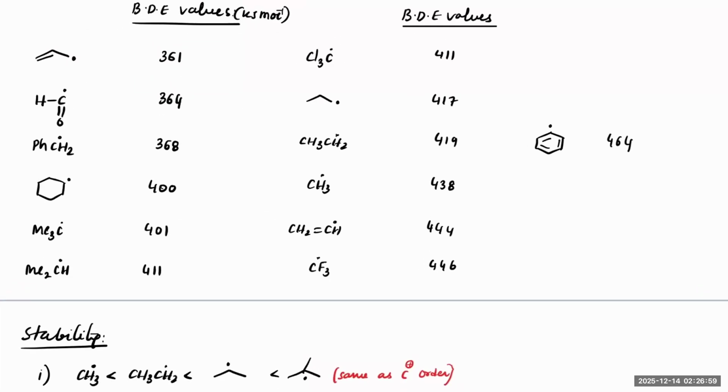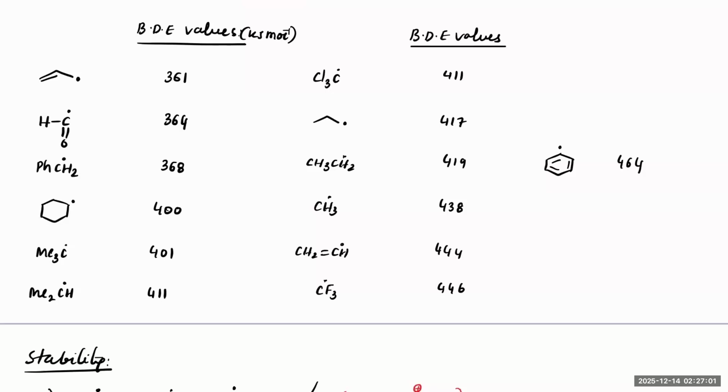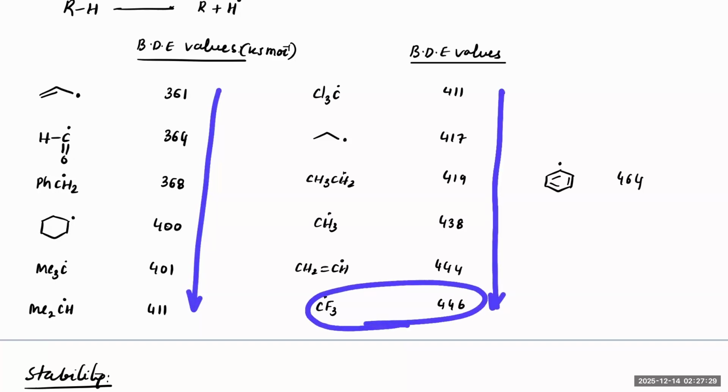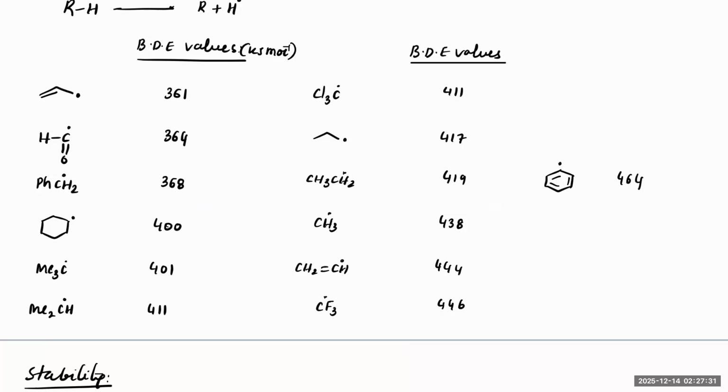Now, these are the genuine values which you will usually observe. For example, I have allyl hydrogen here. So, as you break the carbon-hydrogen bond, you'll get dot and dot. So for that breaking, the amount of energy required is 361. While in this case, if you notice, it will become 364. Likewise, it will start increasing towards this side. So CF3 dot is extremely difficult to be made.